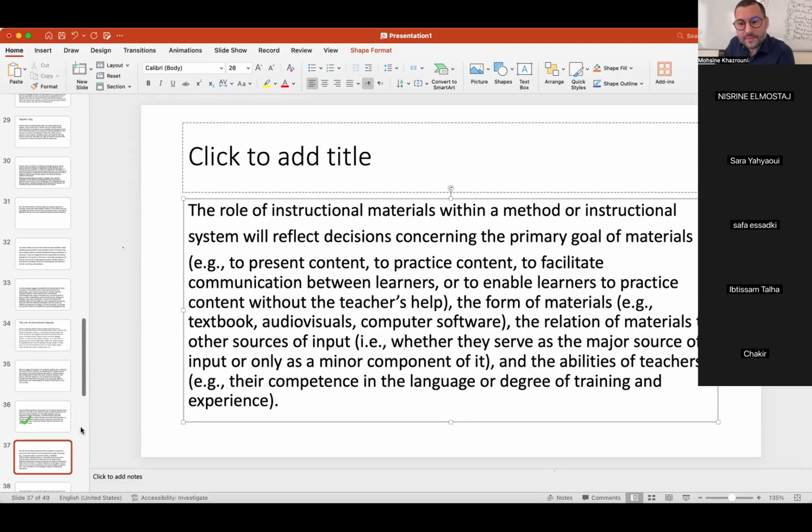Sir, I think that instructional materials should meet students' needs. Okay, but how? Can you give some examples of the materials? For example, we can talk about the form of material, for example, textbook. Textbook is a material. You can use it in teaching. What do you think about textbook? Do we really need a textbook or not?